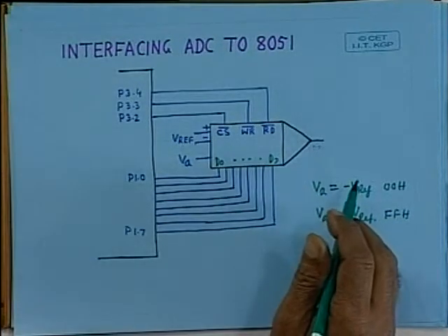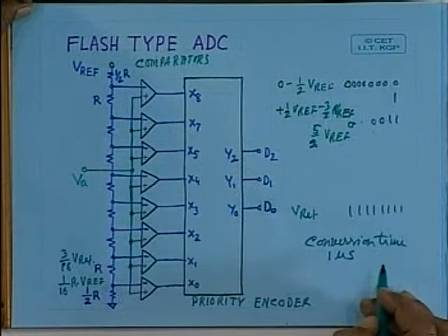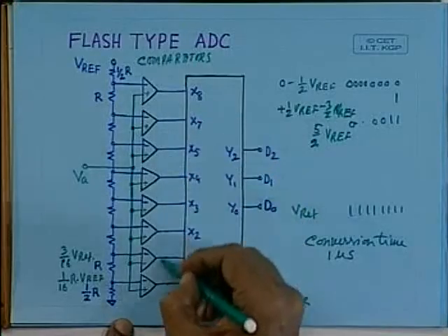Now one point you must notice, in case of flash type of AD converters, the number of comparators is large. So for 3-bit analog to digital converter you require 8 comparators. For 4-bit analog to digital converters you require 16 comparators. For 5-bit you require 32, and so on. And for 8-bit you require 256 comparators.